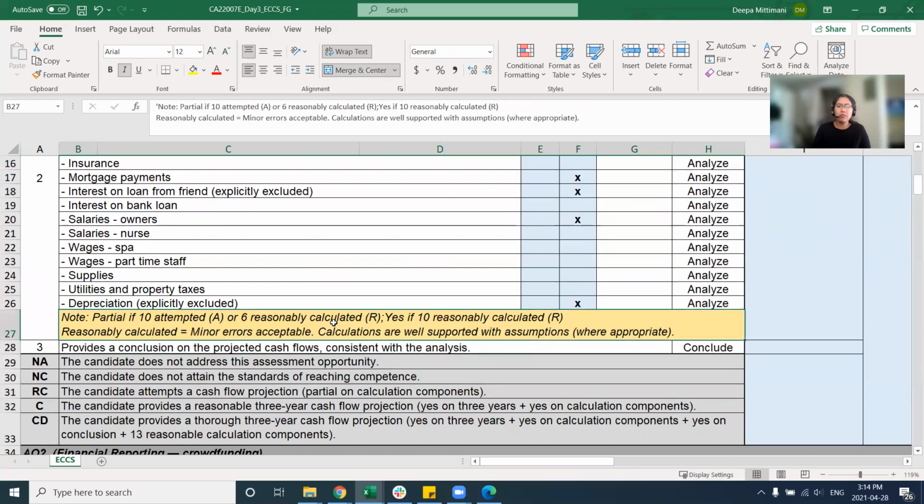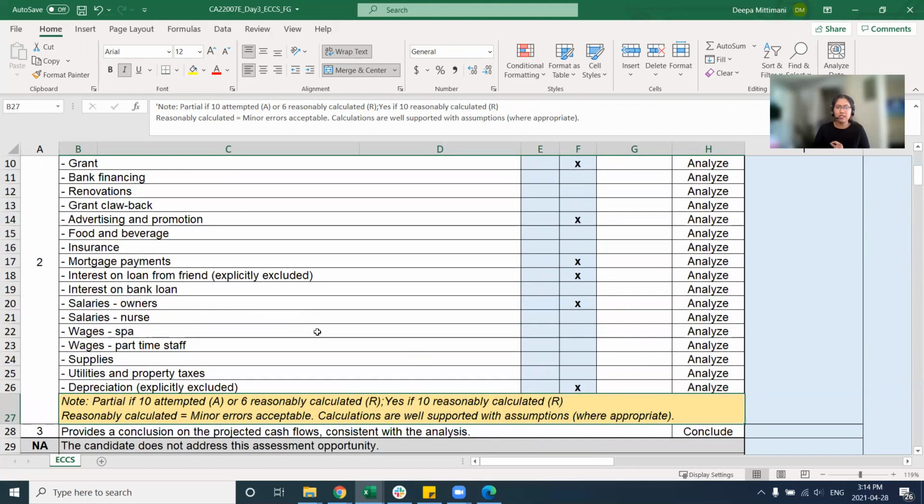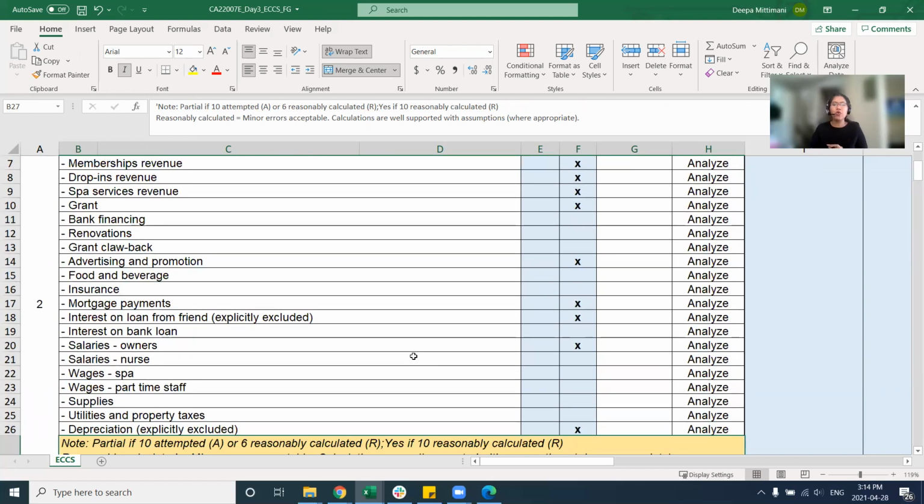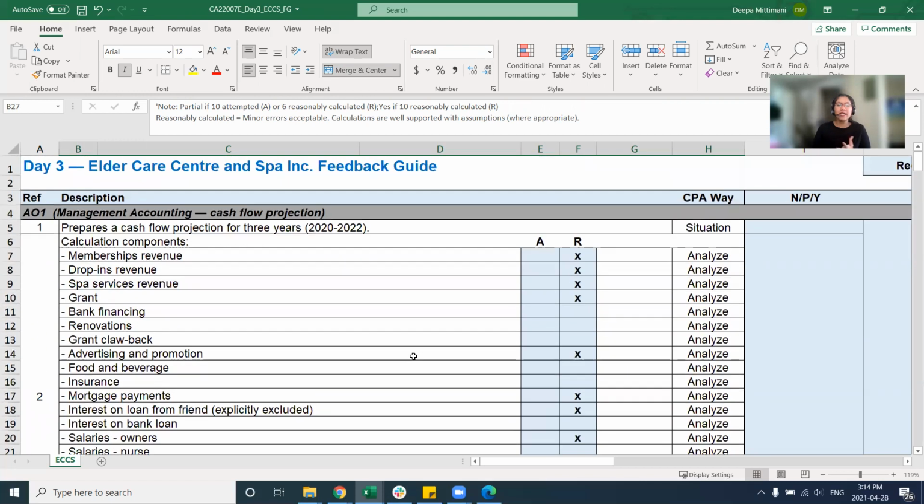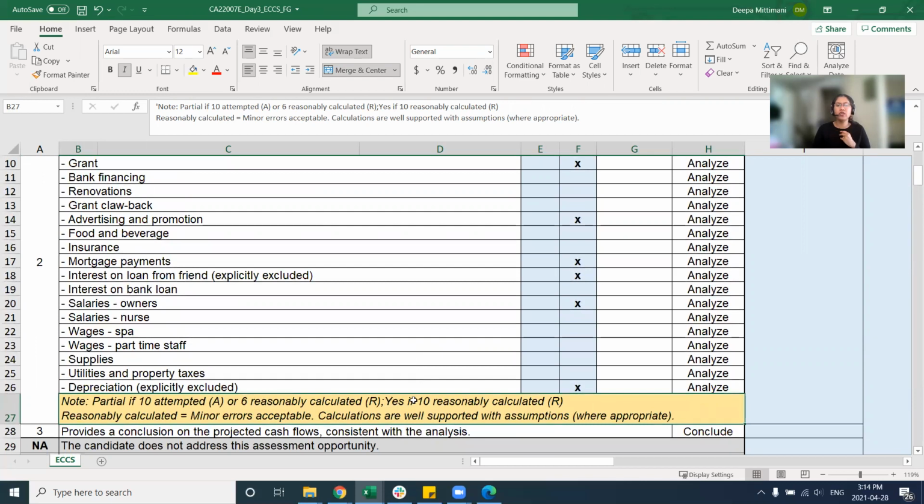Now calculation component is all these 20 adjustments. But to get a yes in here, what is required is 10 reasonably calculated. Again, note reasonably calculated adjustments. So out of 20, only 50% of the adjustments are required here in this AO. Now, you will say that you won't know in the actual exam that how many are required. Here it is only 50%.